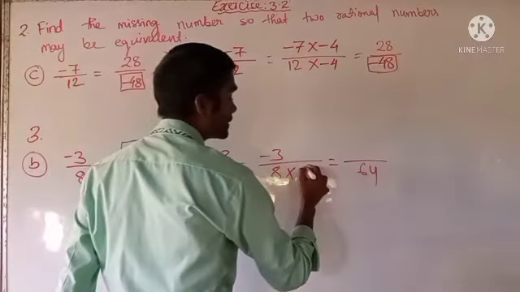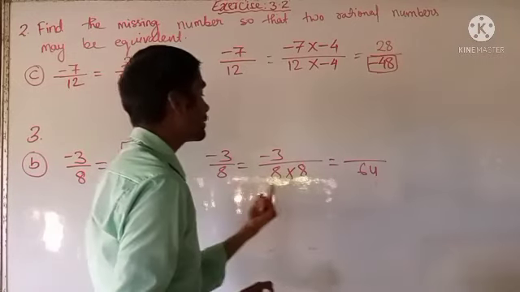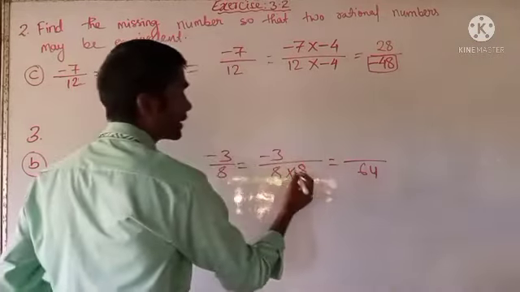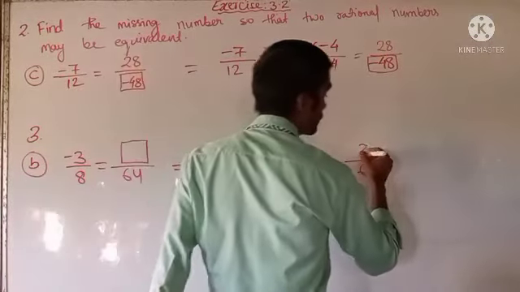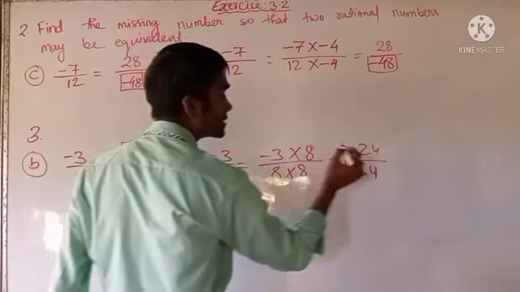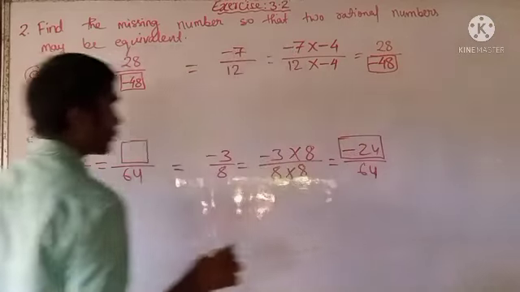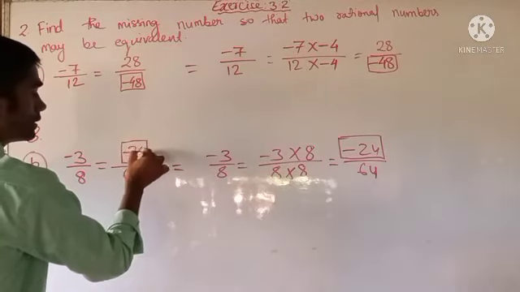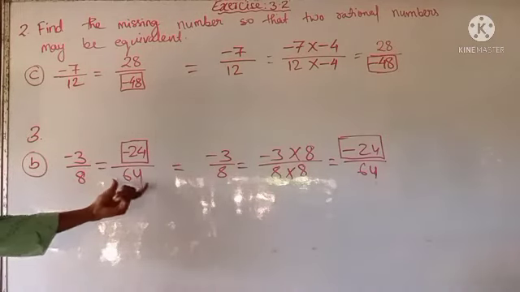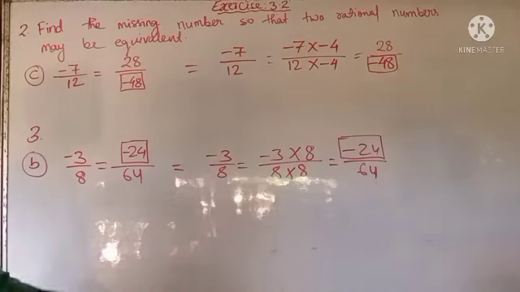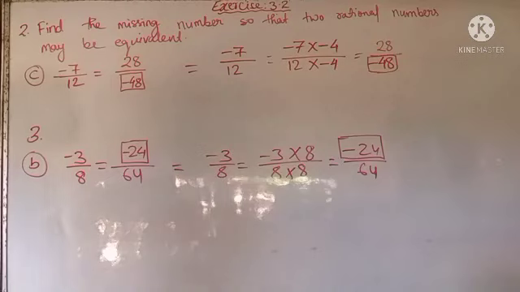We know 8 into 8 is 64. Or you can obtain it by dividing also, that is 64 divided by this 8. So here we got 8, that same 8 we are going to write in the numerator also. So 3 into 8 is 24, and the sign here is minus into plus, minus. So we got our answer, that is minus 24. In this way we can find the equivalent rational number of any given rational number either by dividing or by multiplying. Now let me show you question number 4.